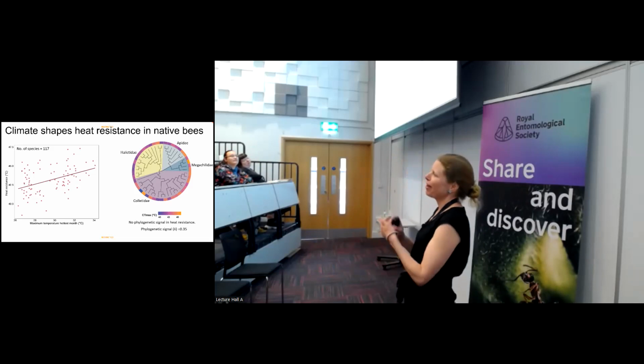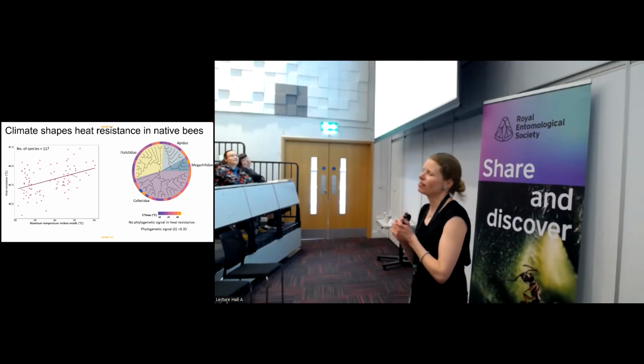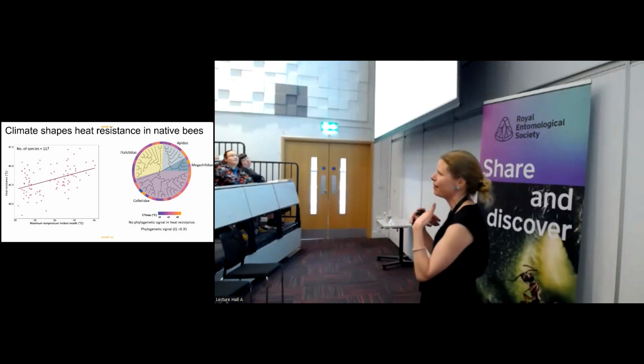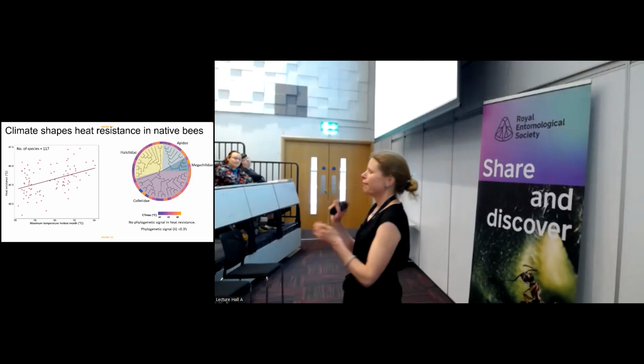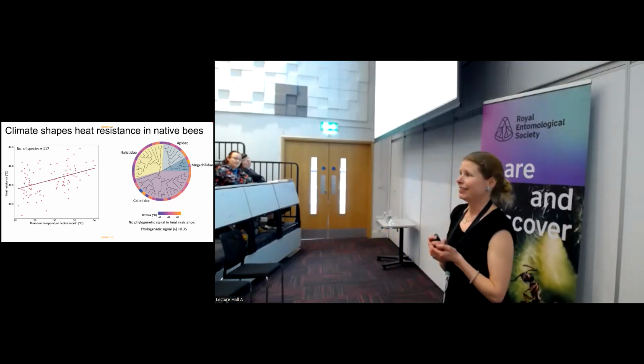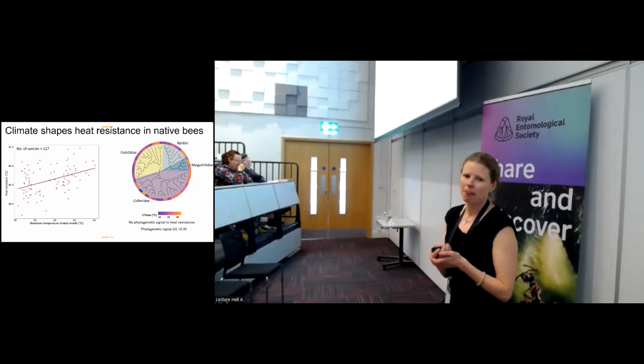And so it was a little bit surprising. Unlike what we'd found for Drosophila, we didn't really see any structure. And so we've kind of been hypothesizing, does that mean that perhaps there's greater capacity for bees to increase their heat resistance?